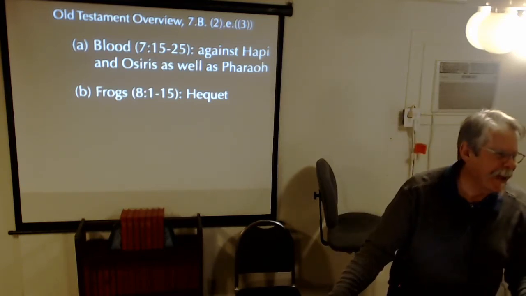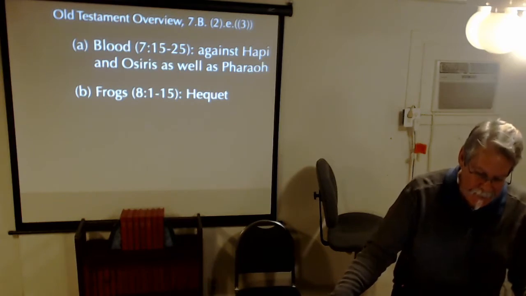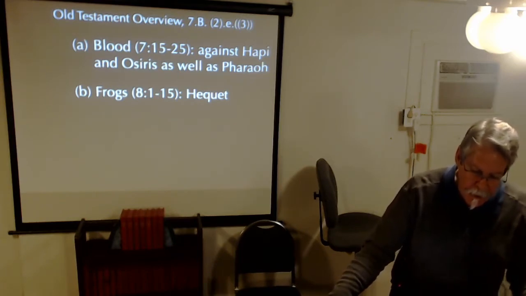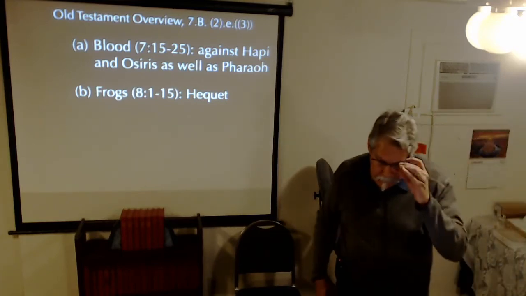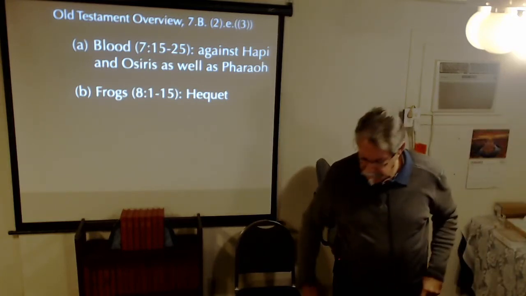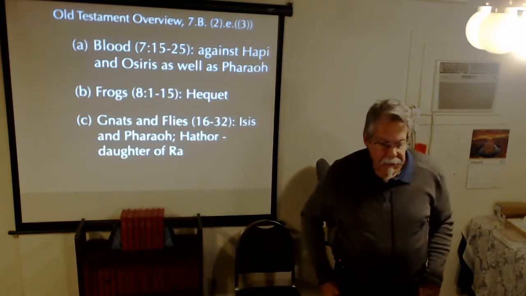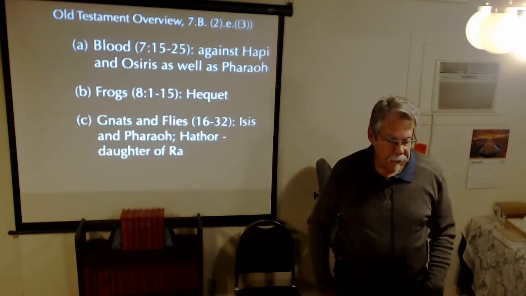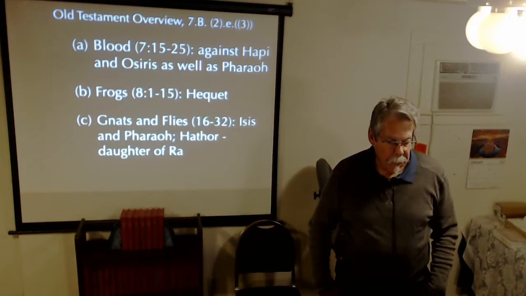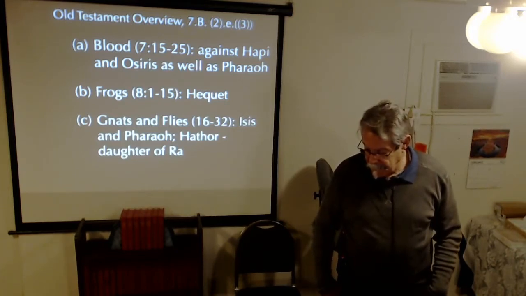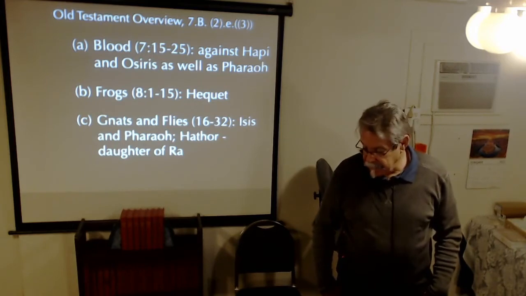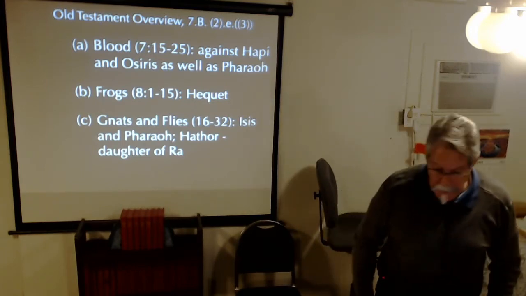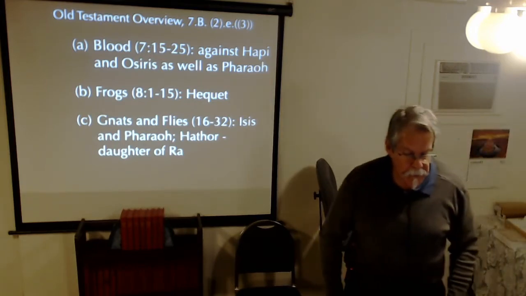Anyway, subpoint C, little c, with single parentheses around it. The third and fourth plagues, gnats and flies. And this is obviously chapter 8 still, verses 16 through 32. I should have put the 8 in front of it, I didn't, but it's chapter 8, verses 16 through 32.